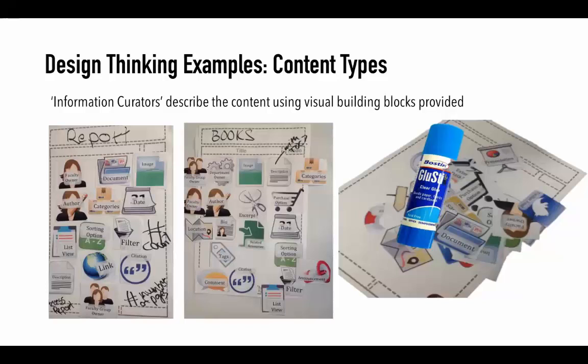So one of the things that we did when redesigning our website was that we assigned faculty as information curators in a workshop exercise, and I gave them visual building blocks and a glue stick and large posters, and they came up with what are the elements of a report, what are the elements of a book. And we then mocked up a prototype for each of these information types and then discussed it and refined it over time.